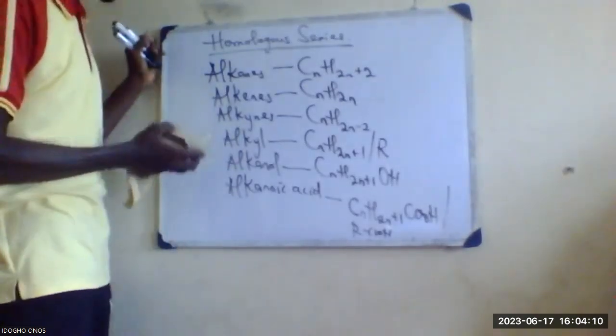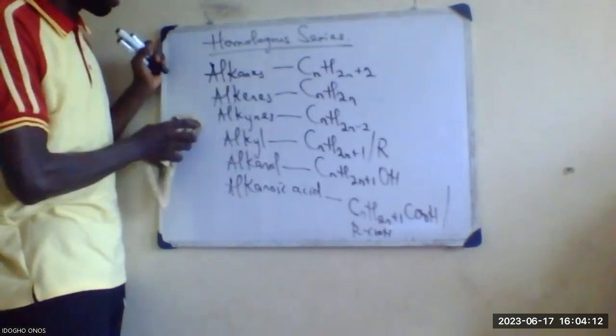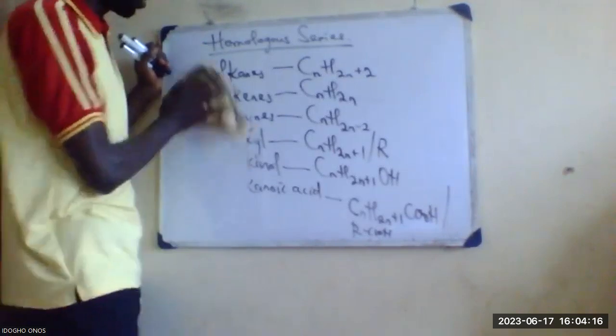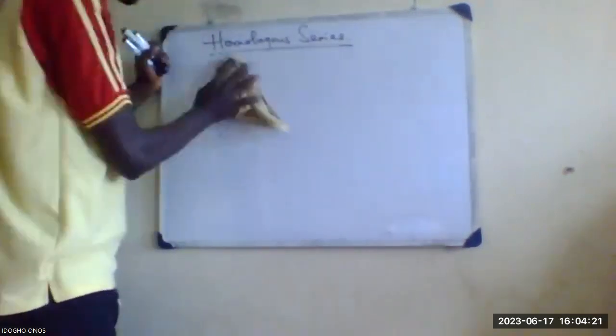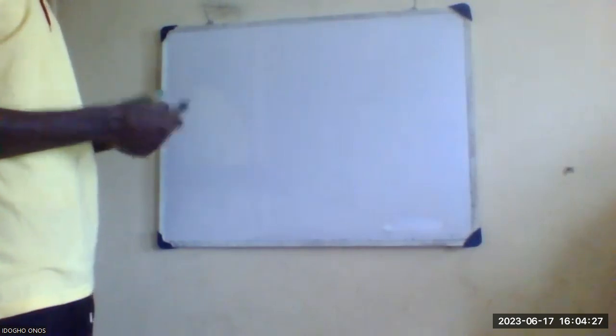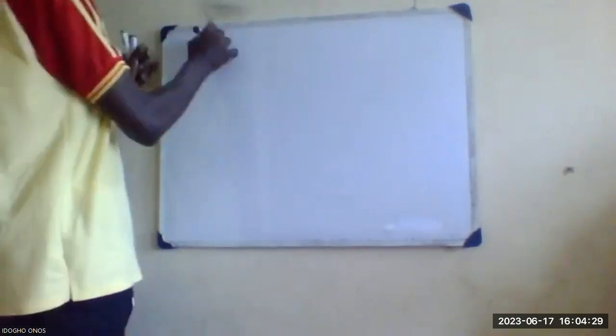Then also let the student know another property: each successive member of a homologous series differs by what? Can you help me, please? Probably CH2. Differs by a CH2. It is mostly applicable to all. If you doubt, let's see, for example, we have alkanes.